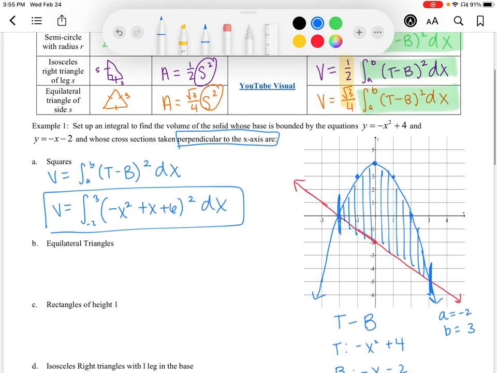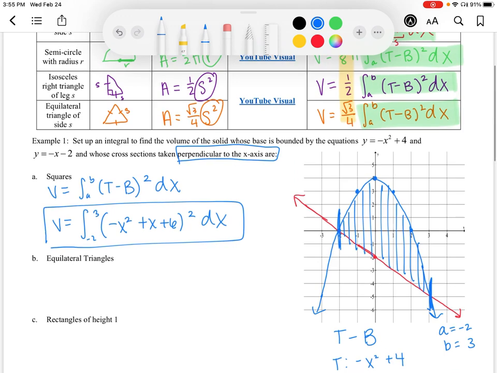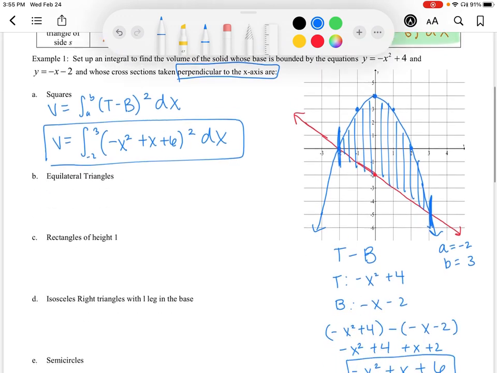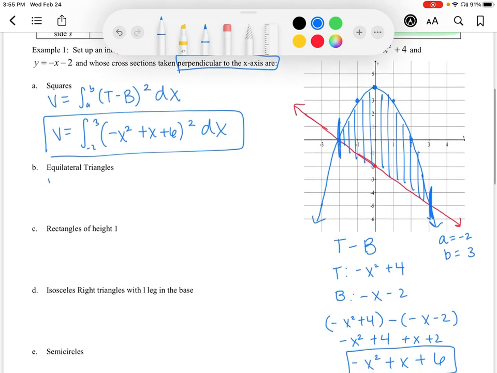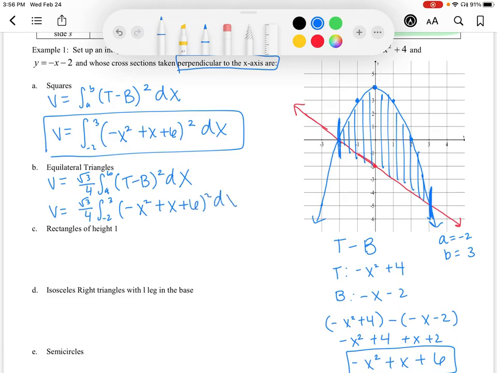All right, equilateral triangles is the same thing. It just has a square root of 3 over 4 in front of it. So my volume here is going to be the square root of 3 over 4 times the integral from a to b of (top minus bottom) squared dx. So we're looking at the square root of 3 over 4 times the integral from -2 to 3 of (negative x squared plus x plus 6) squared dx. And there is my volume.